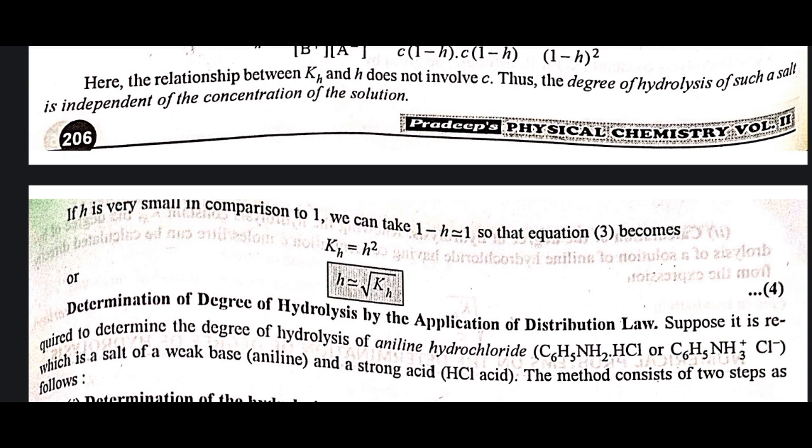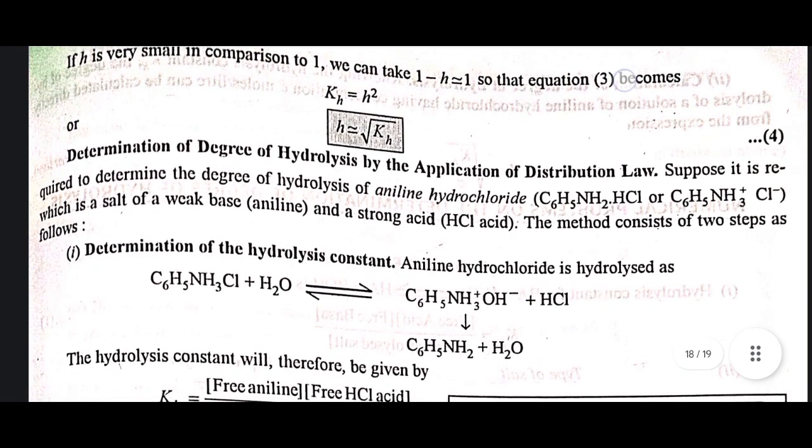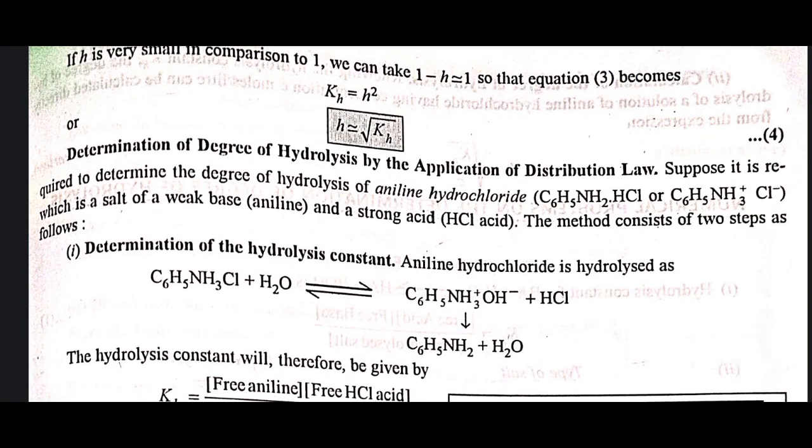Determination of degree of hydrolysis by the application of distribution law. Suppose it is required to determine the degree of hydrolysis of aniline hydrochloride, that is C6H5NH2.HCl or C6H5NH3+ Cl-, which is a salt of a weak base aniline and a strong acid HCl. The method consists of two steps as follows. First, the determination of the hydrolysis constant.